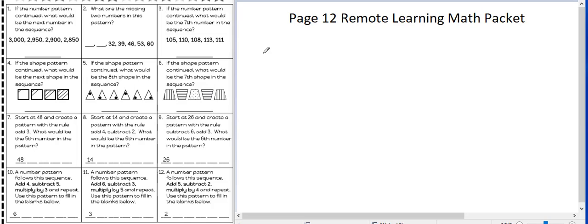All right, here we are, page 12 of the remote learning math packet. And today we're working on some patterns. Number one, if the number pattern continued, what would be the next number in the sequence?